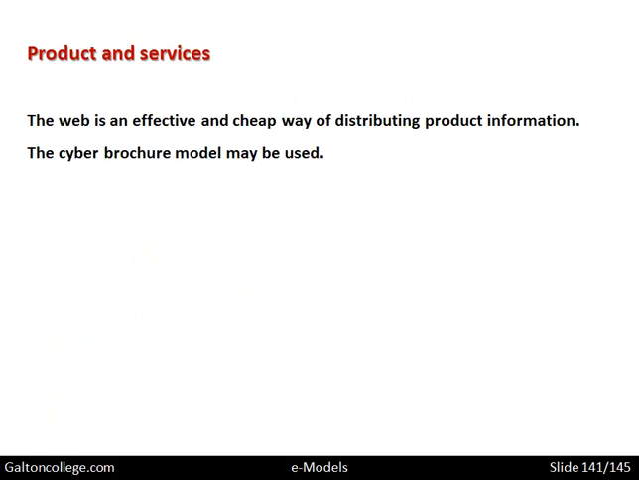Products and services. Well, the internet is an effective and cheap way of distributing product information. The cyber brochure model may be used, and we discussed this one earlier. It's just simply a small brochure about the product, which may be free to download. It may be made accessible through the website, or it may be put into other websites, or affiliates may make links to it. But essentially it is just a small download, or it could be just access to a separate HTML page which talks about the product and gives some facts about the product. So that's possible.